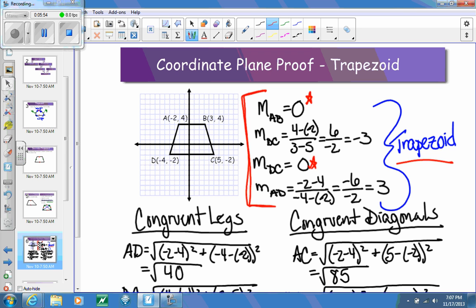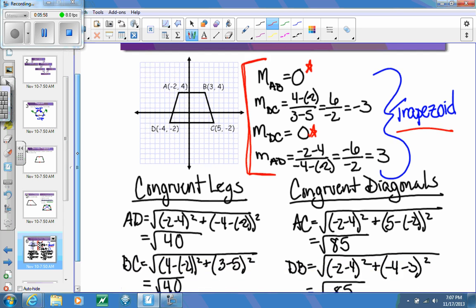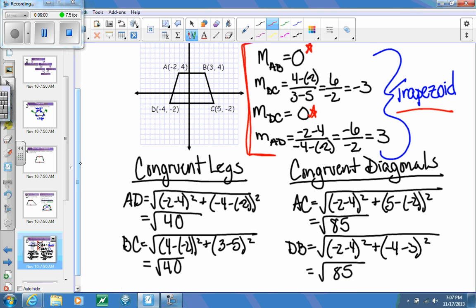Now that we see I only have one pair of parallel sides, what if I wanted to figure out whether this is an isosceles trapezoid? Well, you've got two different ways of doing that. You can take the diagonals and prove that they are congruent to each other. Like I have over here, I have AC and BD, showing that both of those diagonals are congruent to each other. So therefore this is an isosceles trapezoid.